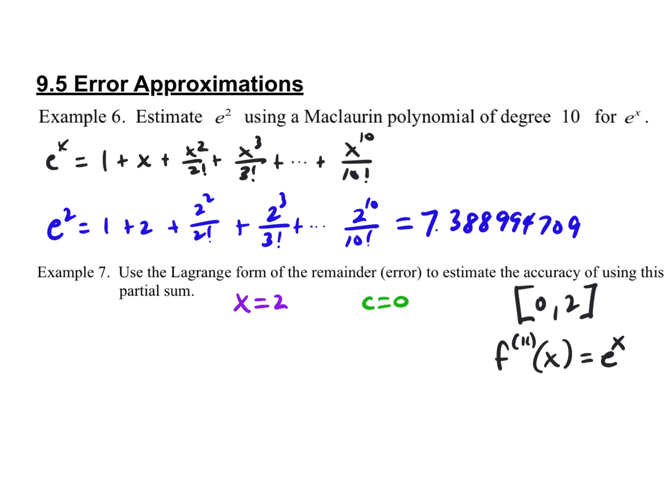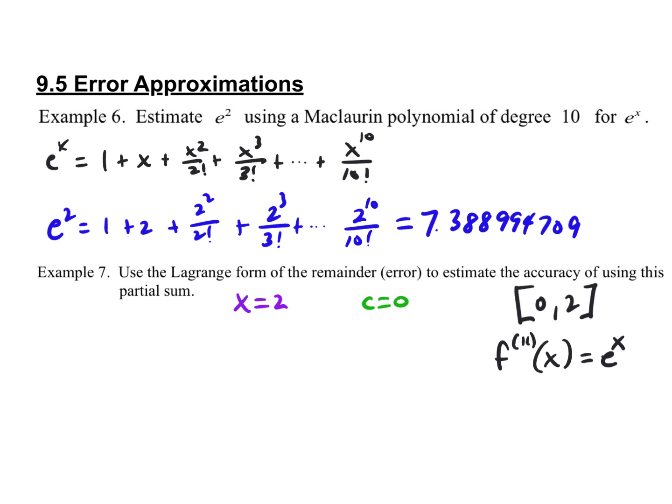So the question is, what value of e to the something between 0 and 2 inclusive is going to give me the highest value? 2. Yeah. 2 is going to give me the highest possible derivative there. Because obviously e to the 0 is 1, e to the 2 is 7 point something. Okay, so the highest possible value is going to occur at 2.